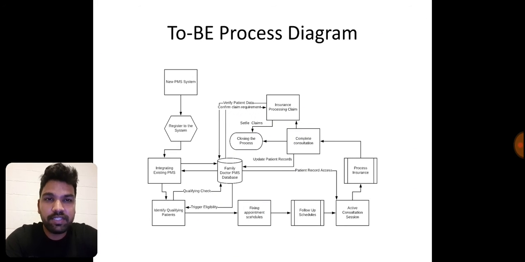So here is our process diagram. You can see here we have given a flow chart, so we can understand it easily. So here there is a new PMS system. Here the patients can claim their insurances. How can they claim their insurances easily, and how can they reduce their duration of time. So this is all we can see in the diagram.